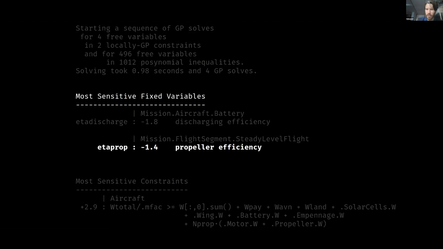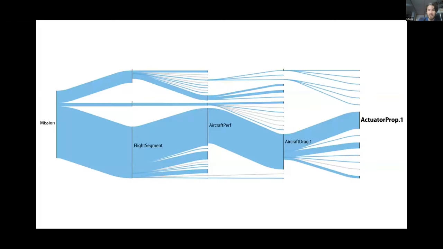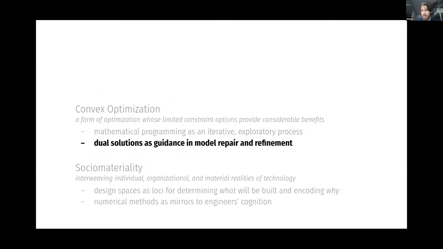If they were a little wrong about this efficiency, it would sink the whole design's optimality. So they thought maybe they could reduce this risk by replacing the simplistic eta prop with a more dynamic representation of a propeller design space. For weeks, they coded the actuator prop model, the whole design space of that, to replace this single variable. But actually, to their chagrin, once actuator prop had been fully integrated, it was only slightly less sensitive than that single variable had been, eta prop, and it stood out still like a sore thumb amidst more than 1,000 other constraints. What was to be done?